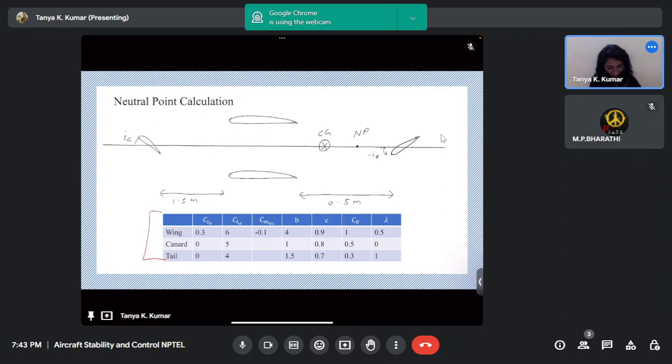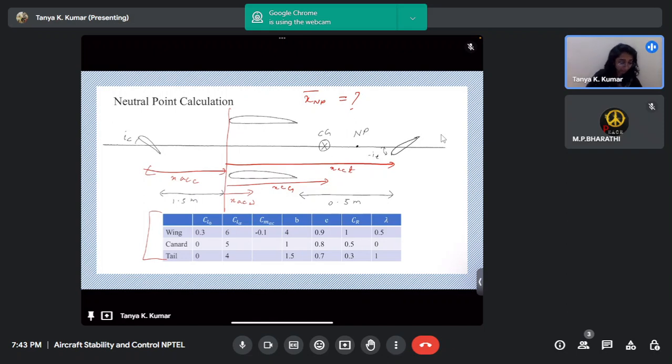Okay, so if this is your leading edge, this can be XAC wing, and if this is the wing, you have XAC canard, and then you have XCG, and then you have XAC tail. In terms of these names, try finding the neutral point. At least try to find the neutral point. So just find the XNP or XNP bar equation. Just find the equation for XNP bar. I hope that can be done, and then we'll meet next week and we'll solve this completely.